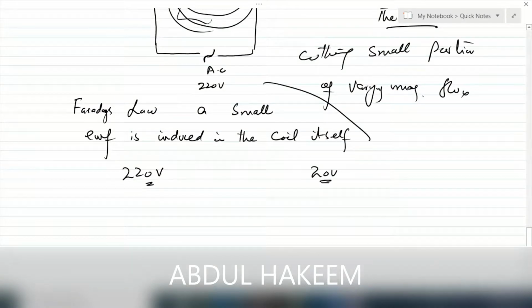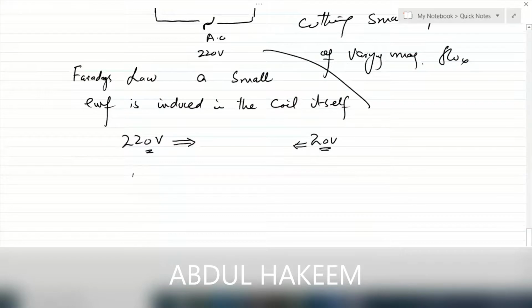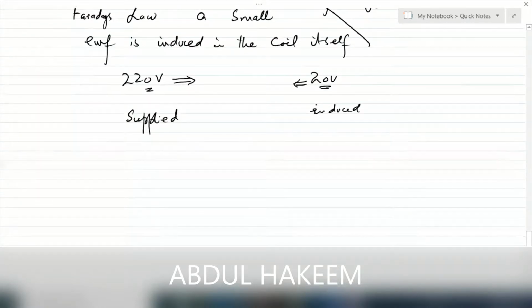According to Lenz's law, when this 220 volt EMF is directed in this direction, then this 20 will be in the opposite direction. So both the supplied EMF, meaning the source, and this induced EMF are in the opposite direction. They are cutting each other, they are canceling each other. So the resultant voltage in the coil will be 220 minus 20. Just for the example, it will be 200 volt.